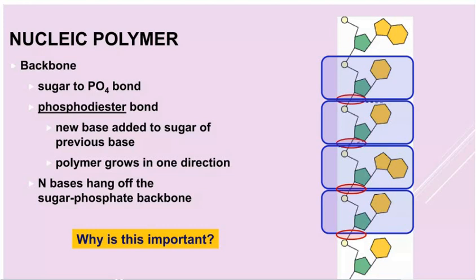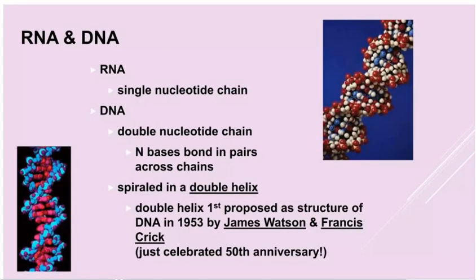So nucleic acid polymers: the backbone is a sugar to phosphate bond, a phosphodiester bond. A new base is added to the sugar of the previous base, so the polymer grows in one direction. The N bases hang off the sugar-phosphate backbone. Why is this important? RNA is a single nucleotide chain, DNA is a double nucleotide chain, and N bases bond in pairs across the chain, spiraled in a double helix.